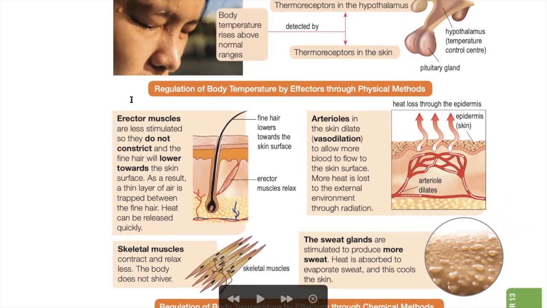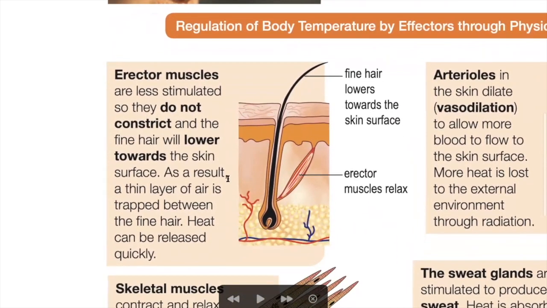When we have a higher body temperature, the brain will send the nerve impulse to the first effector, which is the erector muscle. This is our hair, for example, the hair on our arm. There is an erector muscle that is connected to the hair. So the brain will send the nerve impulse to the erector muscle so that it becomes less stimulated. When it is less stimulated, they do not constrict.